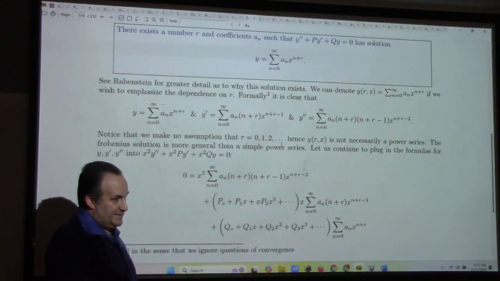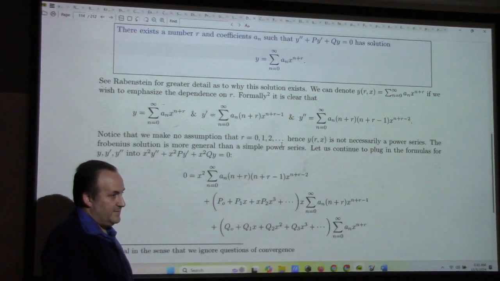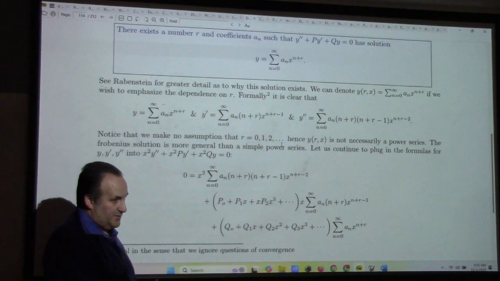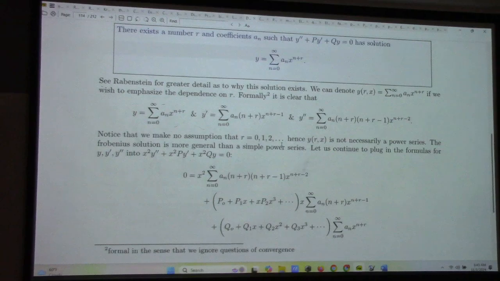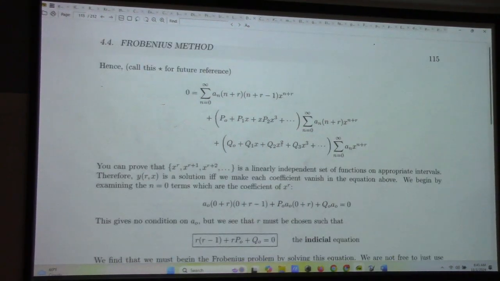You should recognize this. This is exactly what I started class with. This is the Cauchy-Euler thing. n equals 0 is the Cauchy-Euler problem, right? At the lowest order, you run into the Cauchy-Euler problem. This defines what is known as the indicial equation.